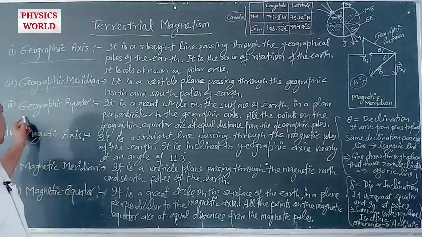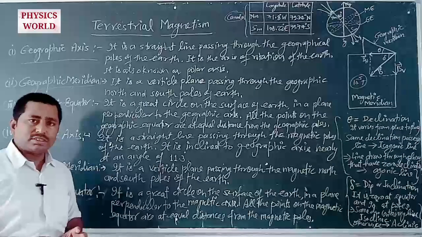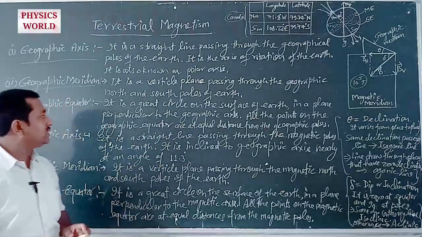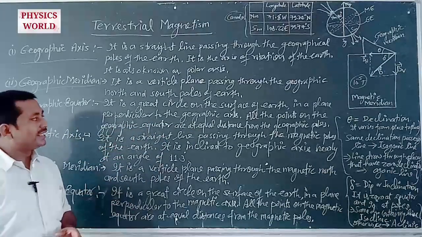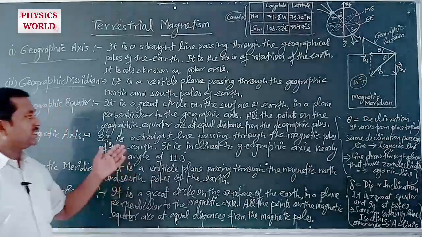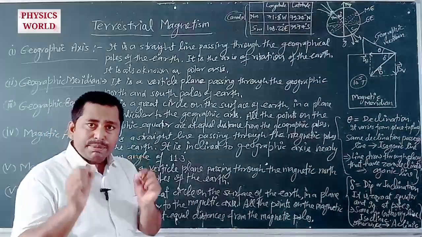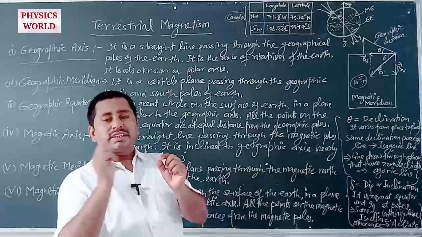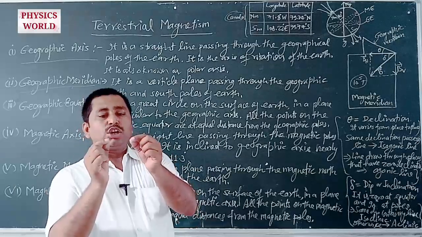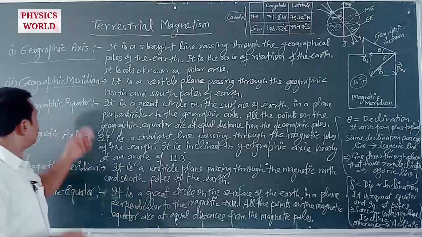Now the geographic equator. It is the great circle on the surface of the Earth in a plane perpendicular to the geographic axis. All the points on the geographic equator are at equal distance from the geographic poles. This is a simple definition of the geographic equator, because every point placed on the equator is equidistant from the poles.